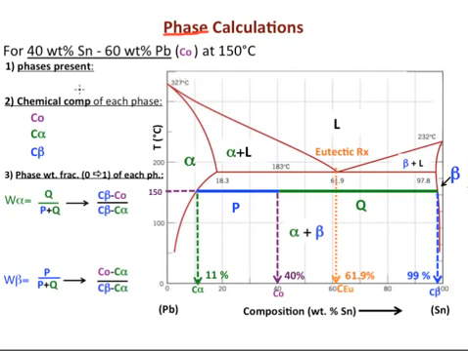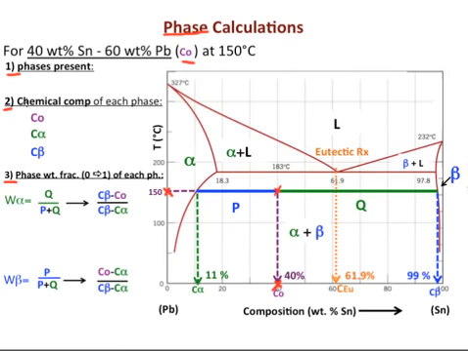We are asked for 40 weight percent tin and 60 weight percent lead, so this is our nominal composition, at 150 degrees. Which phases are present, what is the chemical composition of each phase, and the phase weight fraction of each phase. So let's just find the place where we're talking about. For 40 weight percent tin, we go down to our x-axis and find 40% tin, right there. And then at 150 degrees, we go back to our axis, go up the y-axis until we find 150 degrees Celsius, and that's right there. And when these two lines intersect, that would be the point where we're talking about.